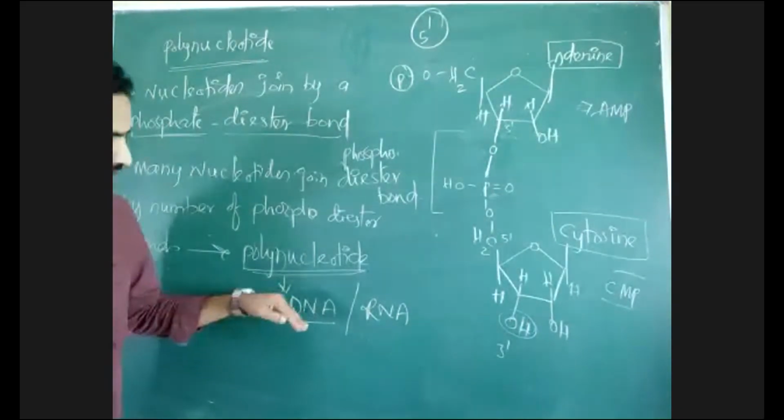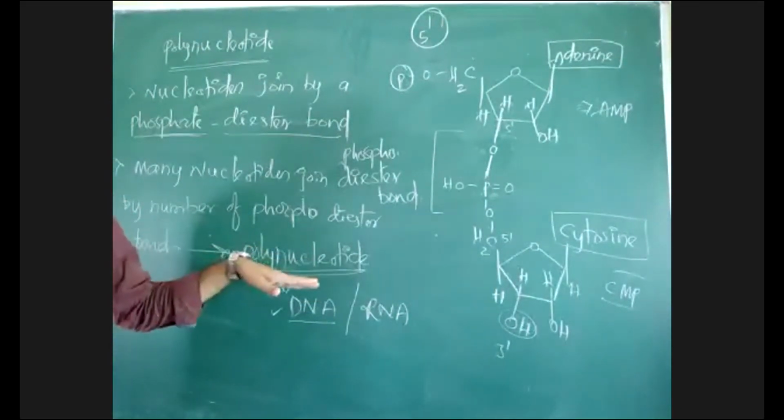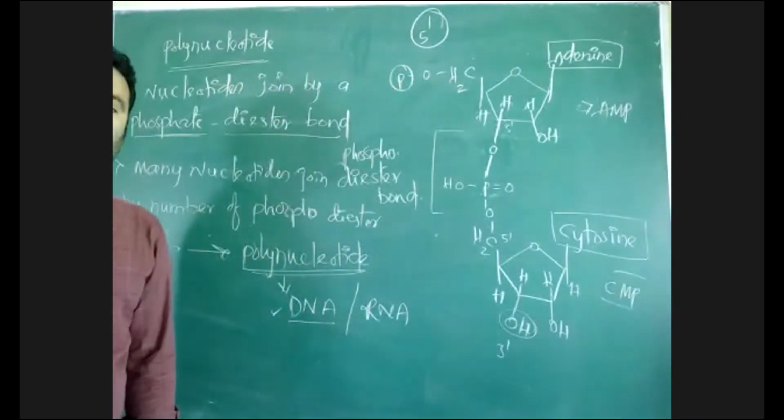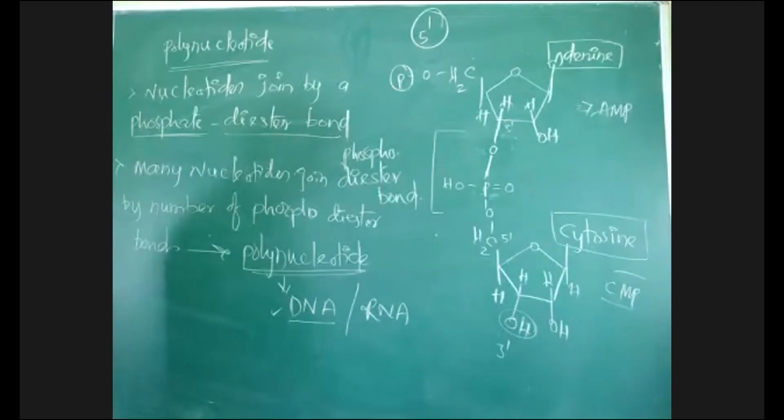Okay, right. This is what the 5 prime and 3 prime ends of a polynucleotide chain are. Like this, there is formation of DNA.